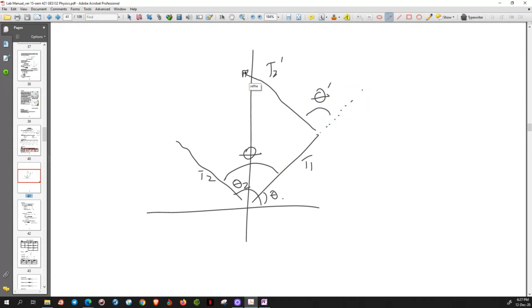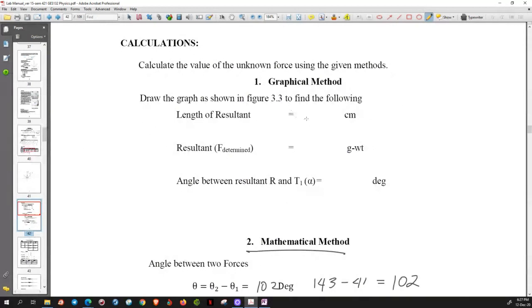From there, you will use your ruler to draw a line from the end of this line to there. So that red line, of course you have to use pencil, okay? That red line is your R, and that R will be in centimeters. How much is that in centimeters? You have to measure with your ruler.